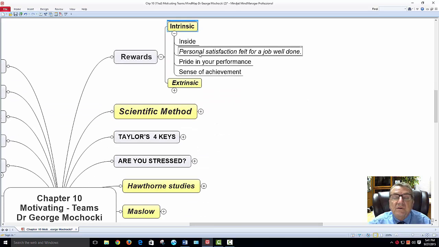Okay, so intrinsic rewards are inside. Personal satisfaction felt for the job, a job well done, pride in my performance, sense of achievement. I know that. Maybe someone else may not say it. I don't have to jump up, but sometimes you could jump up and be happy. But a lot of times, hey, I did a good job. It was a hard task and I accomplished that. That is the strongest motivating force that you'd want, the most cost effective.